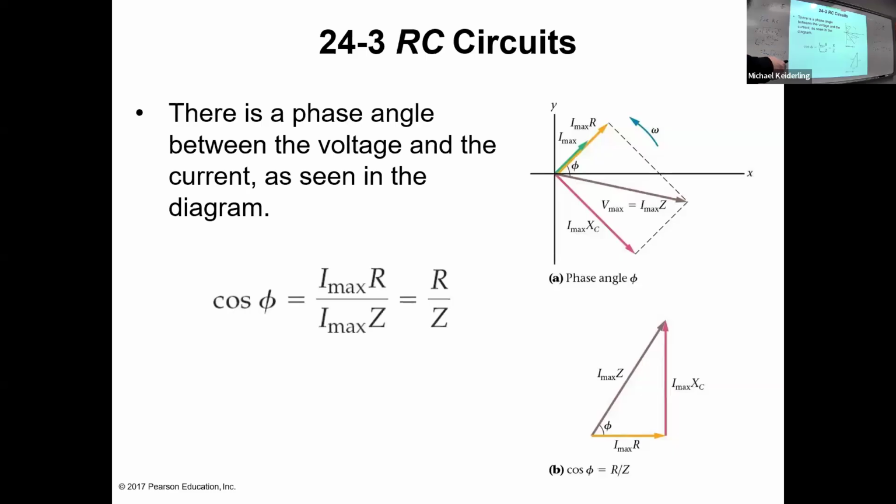So there's a phase angle between the voltage and the current. If you have an RC circuit, there will be an angle that will be the lag between the voltage and the current, and the cosine of that angle will end up equaling R over Z. And it'll be a lag in this case. It could end up being the other way around, with a capacitor.